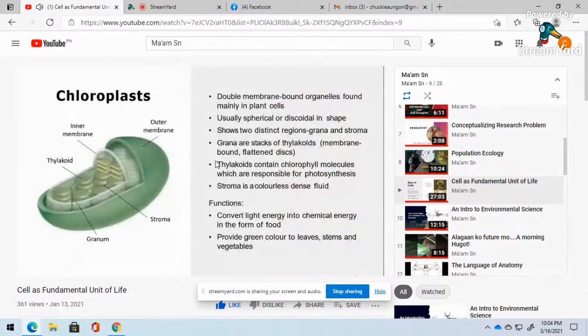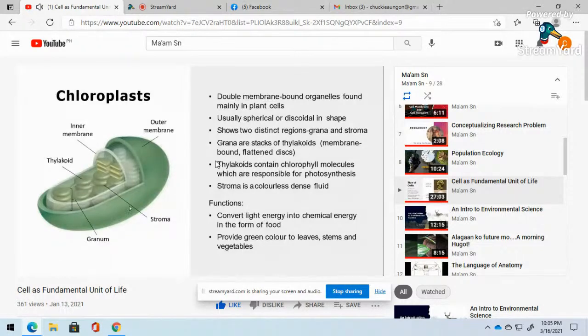Now, the chloroplast is a double membrane-bound organelle found mainly in plant cells. Usually spherical or discoidal in shape, it shows two distinct regions. We have the grana and the stroma. So granum is the singular form and we have the stroma. So the grana are stacks of the thylakoids. Okay, this one stack here is known as the thylakoid. So that set or stacks of the thylakoid is called the grana.